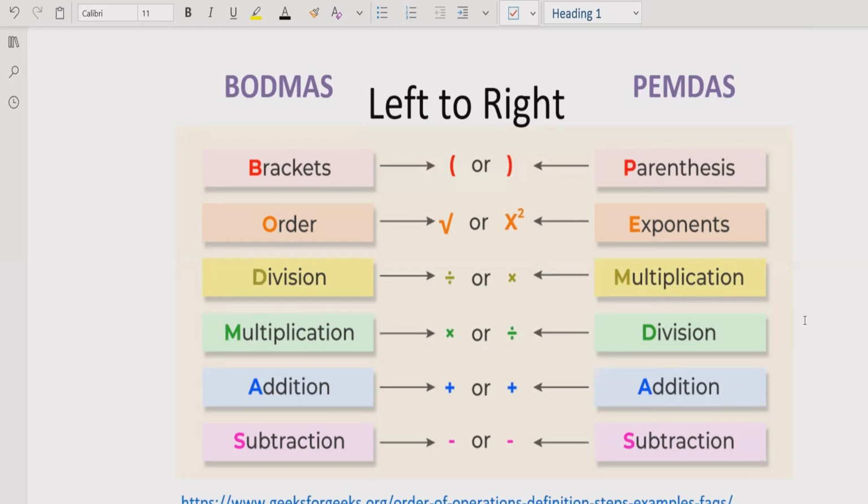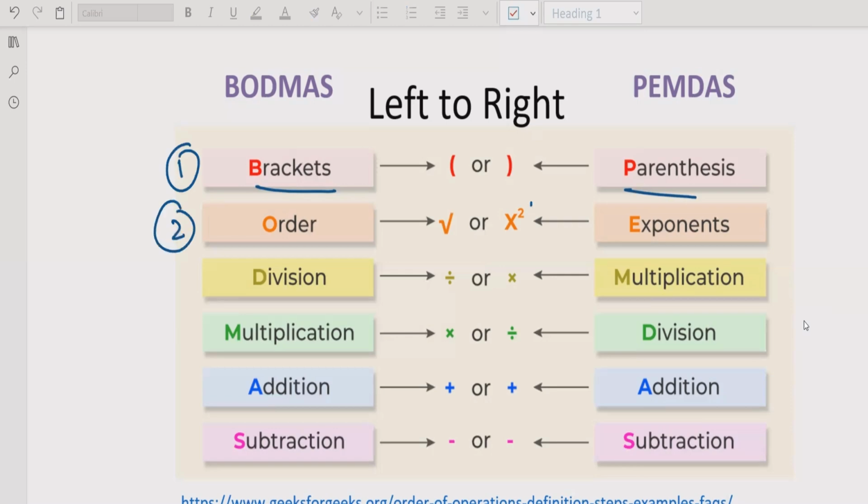So if you see on the screen, if you have a bracket or parenthesis in your expression, it means you have to solve it first, whether it is a curly bracket, rounded bracket or square bracket. So the first step is to solve the bracket, and the second step is to solve the order or exponent.